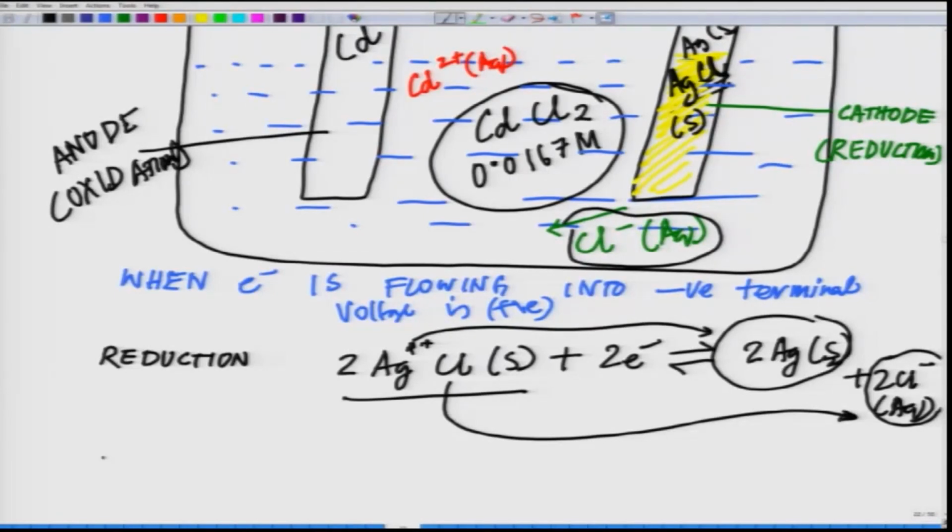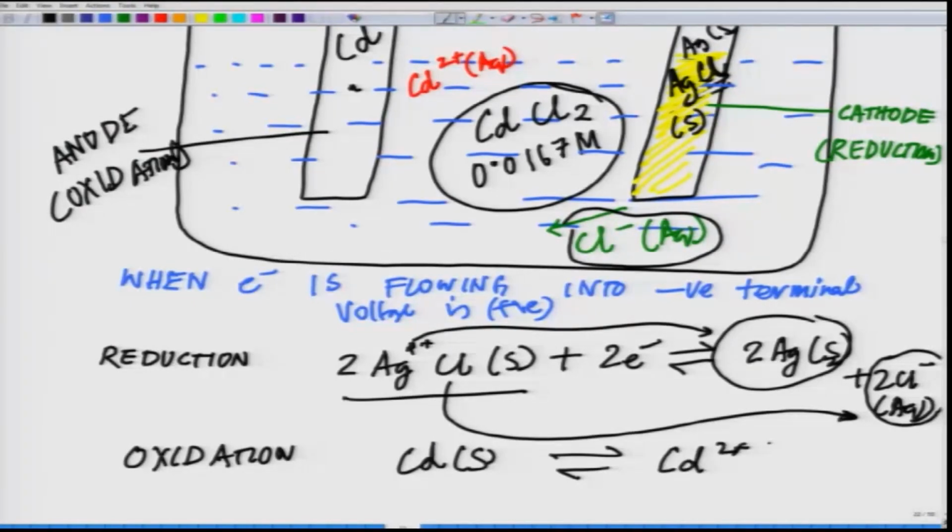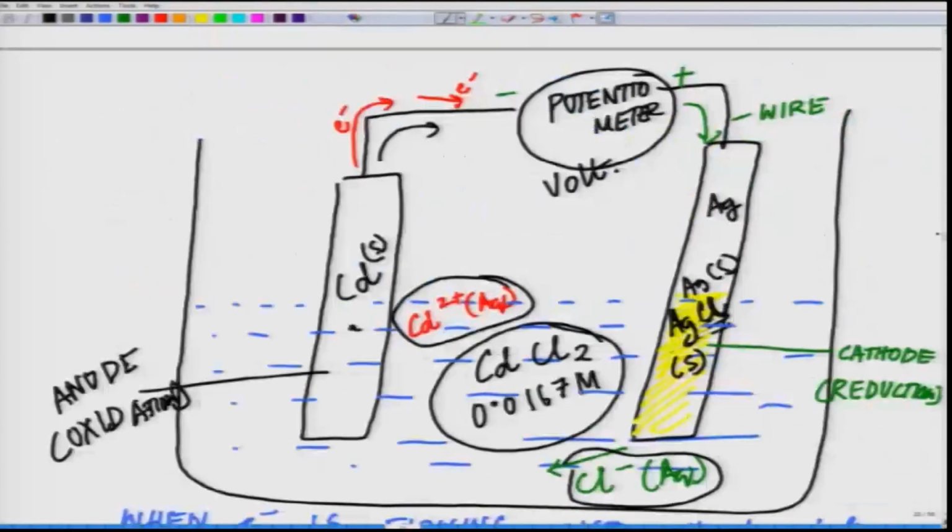Now, what is the oxidation reaction which is happening? In the oxidation reaction, you are having the cadmium, which is solid. You see that solid cadmium out here, and the solid cadmium is getting oxidized, becoming Cd2 plus in the aqueous system. So, you see this is that aqueous solution, and it is losing those 2 electrons. Those 2 electrons are shown here. These are the electrons which are traveling.